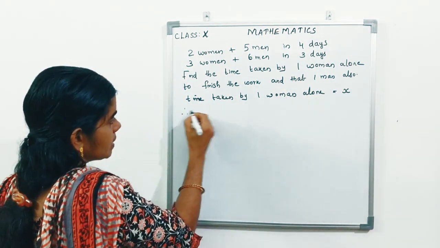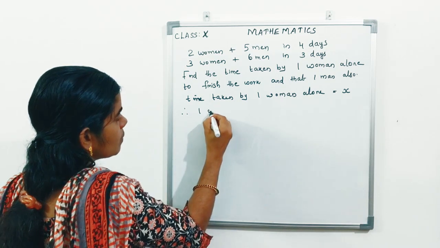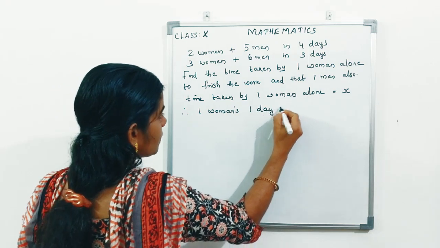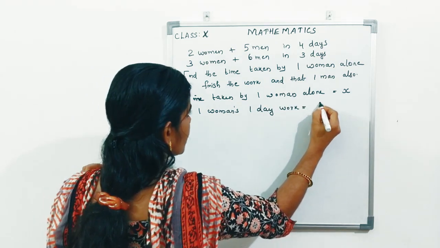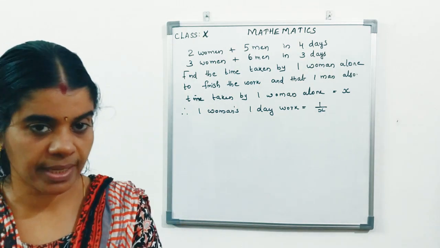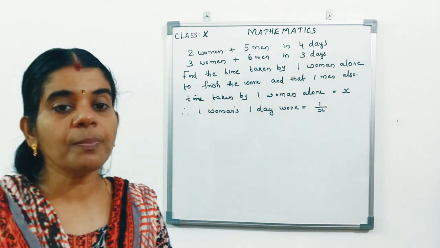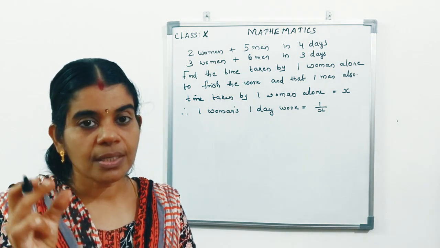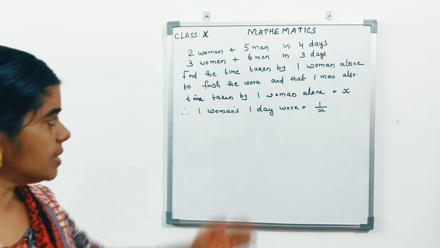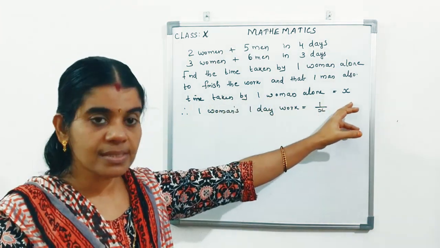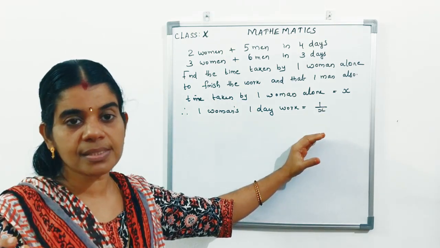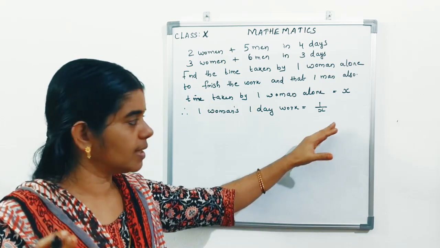Therefore, one woman's 1 day work is equal to, what will be 1 day's work? 1 by x. Suppose that one work is completing in 6 days by one woman. Then what will be her 1 day work? Total 6 days, it's one part, that is 1 by 6. Here, time taken by one woman alone is x days. Therefore, her 1 day work will be one part from total x, that is 1 by x.